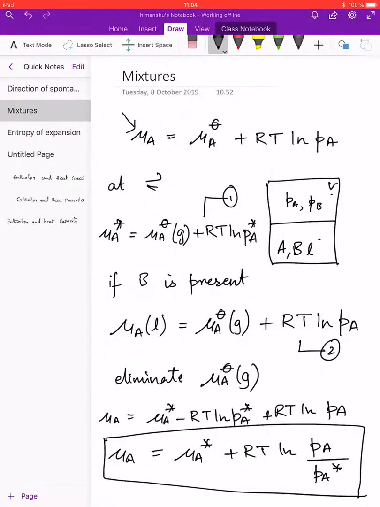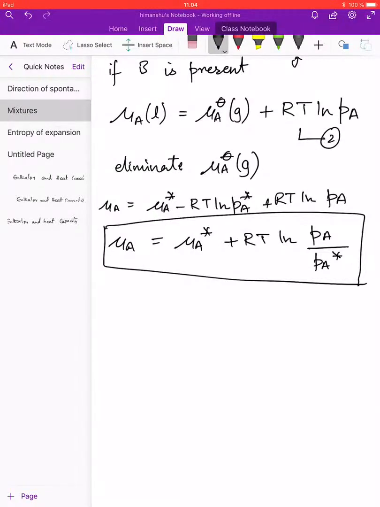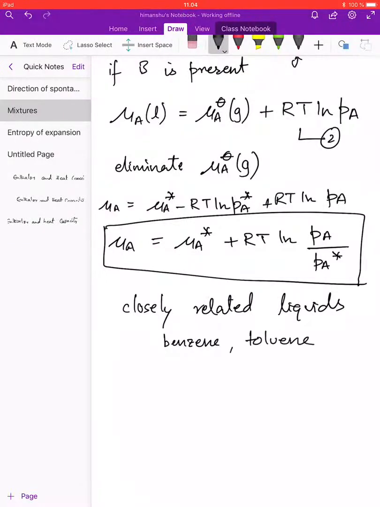Now what we really want to know is how the composition in the liquid phase here affects the partial pressures or the vapor pressures in the gas phase or in the vapor phase. So there was this chemist Raoult who did a lot of experiments on closely related liquids, so liquids which interact similarly to each other. For example, one can think of benzene and toluene. Must be fairly similar.